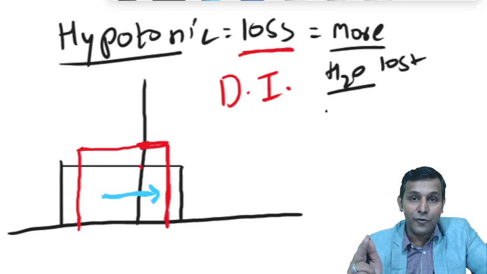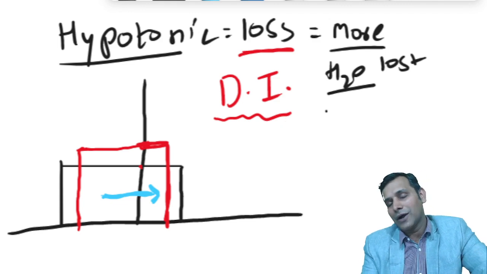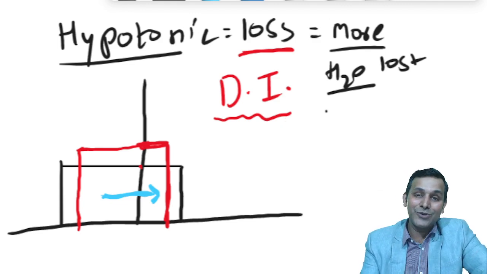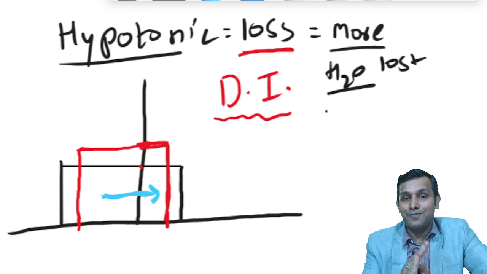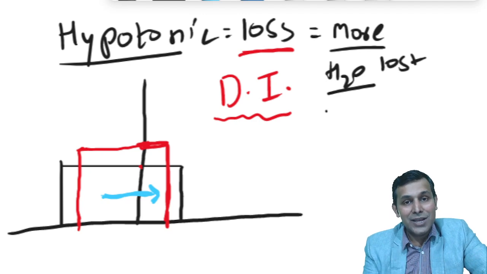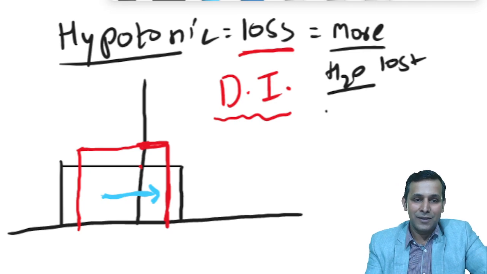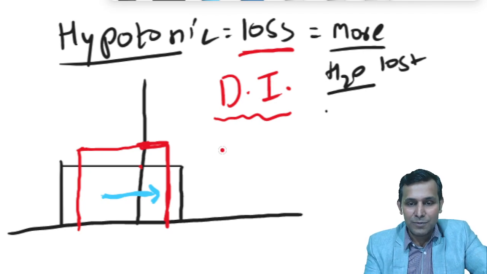So when you are losing more water, the salt remains and you see the changes. Diabetes insipidus is one of the best examples of this type of plot. You can always say that hypotonic gain will be seen in SIADH and hypotonic loss will be seen in diabetes insipidus. So again, what happens to the blood pressure?